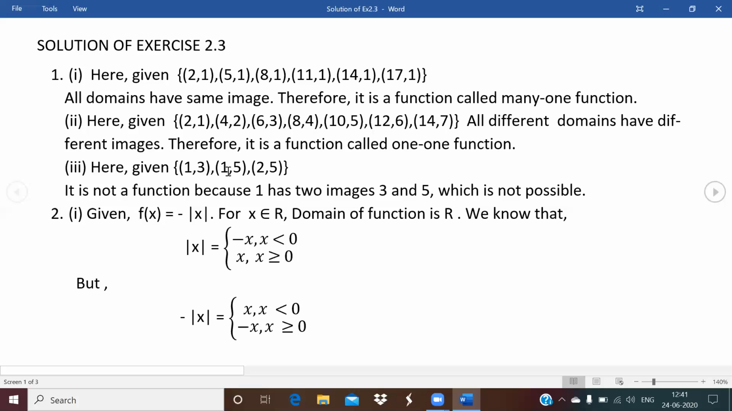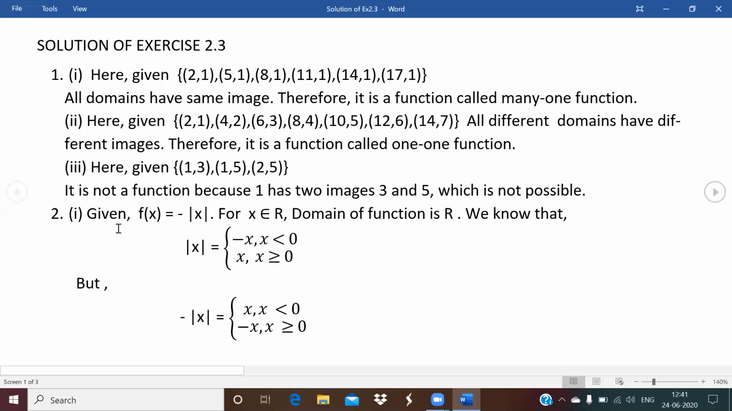In the third part, you can see 1 has image 3. Here 1 also has 5, 2 has 5, means what is here? 1 has two images, 3 and 5. In case of a function, it is not possible. That's why it is not a function. One domain can't have more than one image.